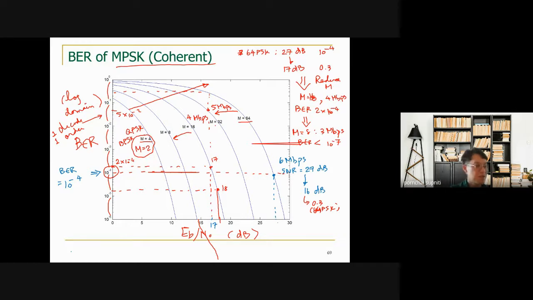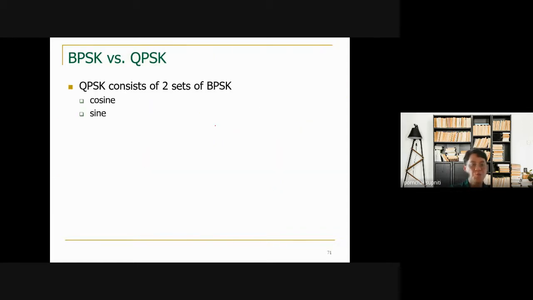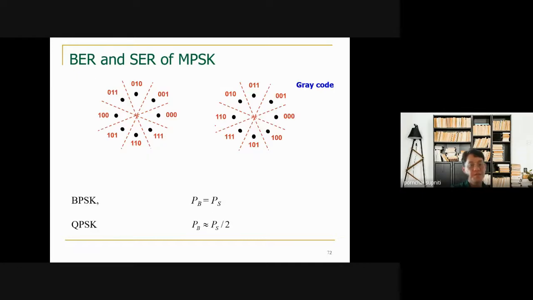Is this picture clear for you? Okay, these two I can skip. I just want to say here that the bit error rate for BPSK and QPSK are the same.